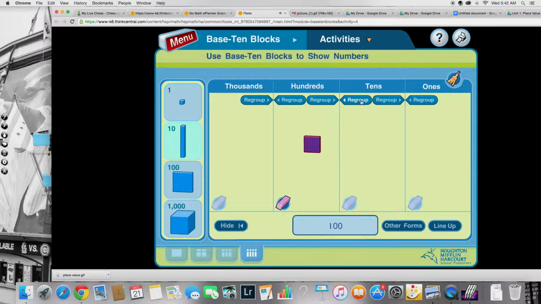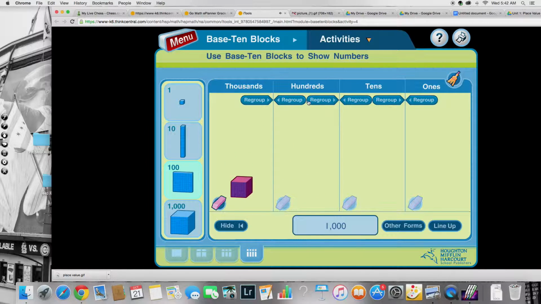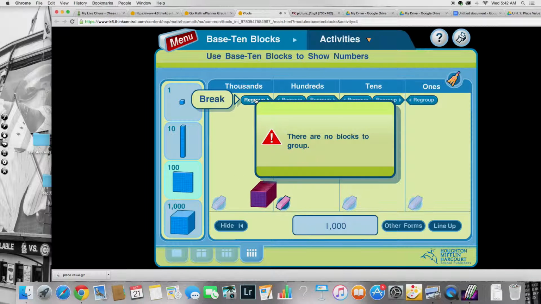Regroup them back. And then how many hundreds does it take to make 1,000? 10. 1, 2, 3, 4, 5, 6, 7, 8, 9, 10. Let's regroup them. There they are. So we can break it apart there.